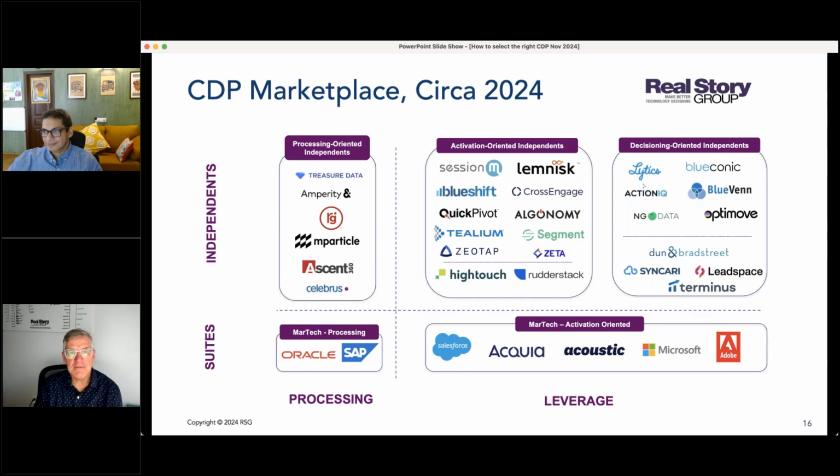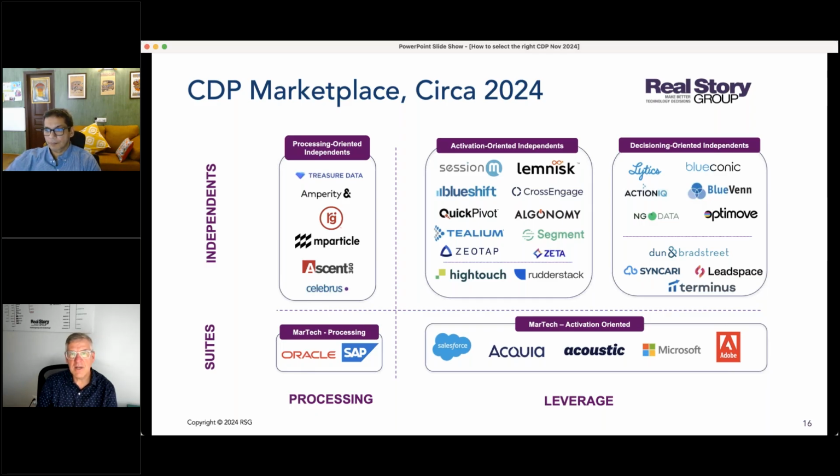And I think there's a couple of different axes to consider here. The first is really on the y-axis, suites versus independents. And so the suite vendors tend to want to couple their CDP with your existing investments. We tend to think that you probably want a more decoupled approach, but they make their case. Then the other really important one is those that focus a little bit more on processing and those that focus a little bit more on leverage. So it doesn't mean that just because you're on one side or the other that it's 100%, but in terms of the focus of what problems you're trying to solve, there's definitely some sort of boundary there.